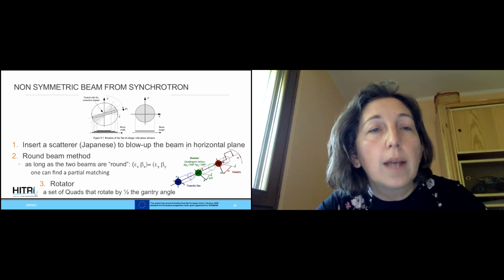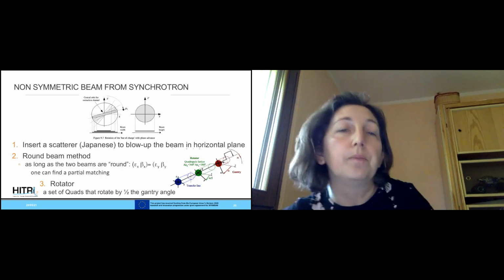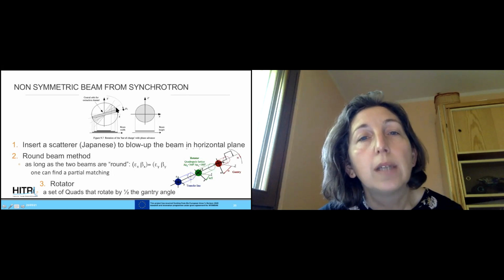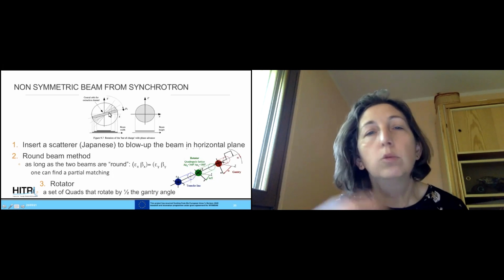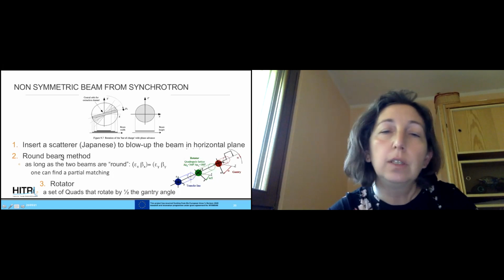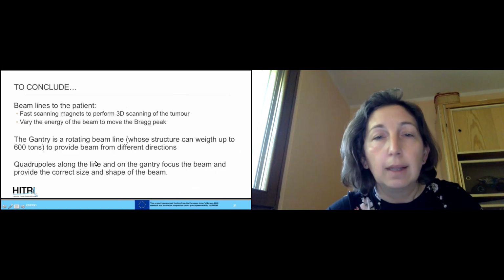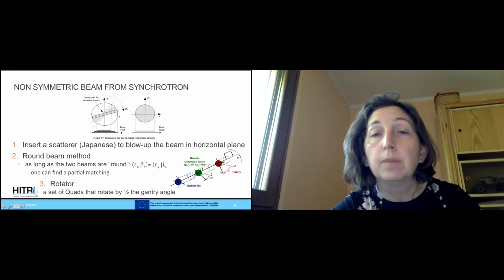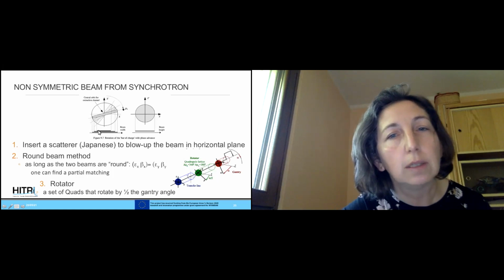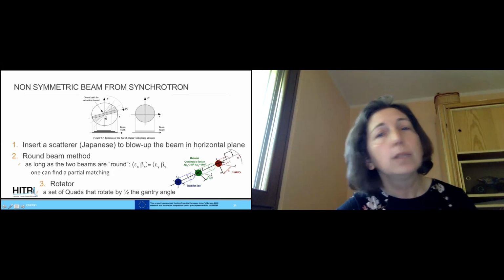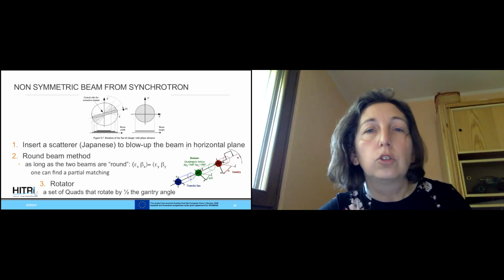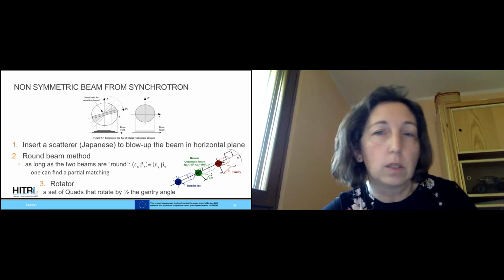You have different options. One is that you do it as they do in Hyogo in Japan. You blow up the beam in the horizontal plane. So instead of having such a thin beam, you blow it up and you fill the circle. And then you have a round beam and you do your manipulation. Or you have some kind of a partial matching and you say, okay, I don't really mind, as long as the two beams are round, meaning that the beam size in the X and in the Y direction is similar. So this projection here is similar. I don't care about this shape, but I do some matching anyway with my quadrupoles. This is feasible, and requires some special conditions on the transport matrix. But this is what can be done.